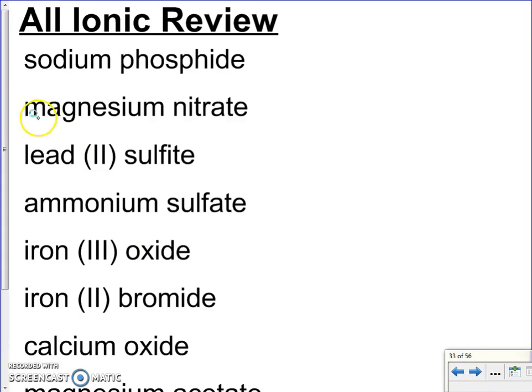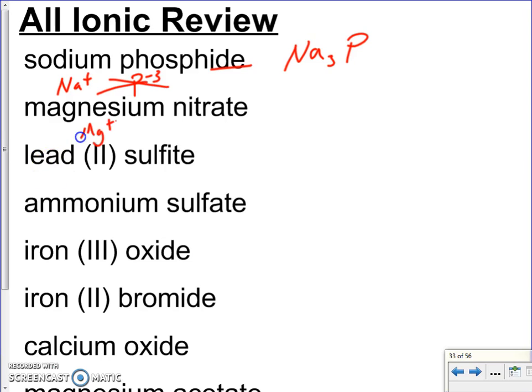Let's look at it the other way. Looking at the first one, we have sodium, which we know is going to be Na, and we know its charge is +1. Phosphide, notice IDE, so that means it's just phosphorus off the periodic table with a -3 charge. Cross and swap, and we get Na3P.